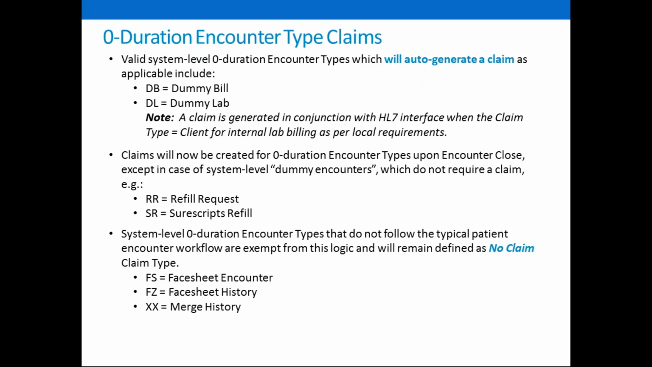But if you as a human individually generate an encounter type in your master file and you do not assign a duration, you will be able to generate a claim. This is typically for the situation where you have an HL7 interface in place with regards to lab and you need to bill the lab service, but you're not actually scheduling for it.